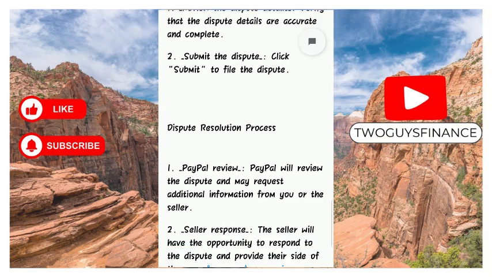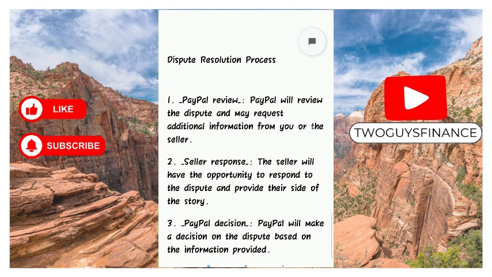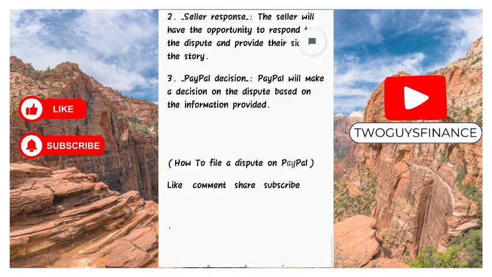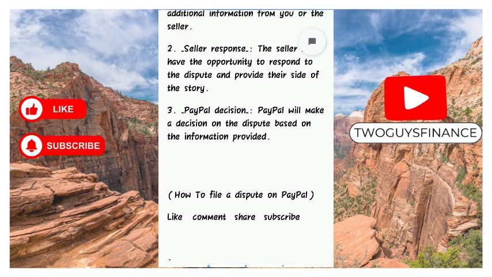Now for the dispute resolution process, PayPal is going to review the dispute and may request additional information from you or the seller. Also, the seller will have the opportunity to respond to the dispute and to provide their side of the story. Now PayPal will make a decision on the dispute based on all the information that has been provided. So yeah, that's pretty much it on how to file a dispute on PayPal.